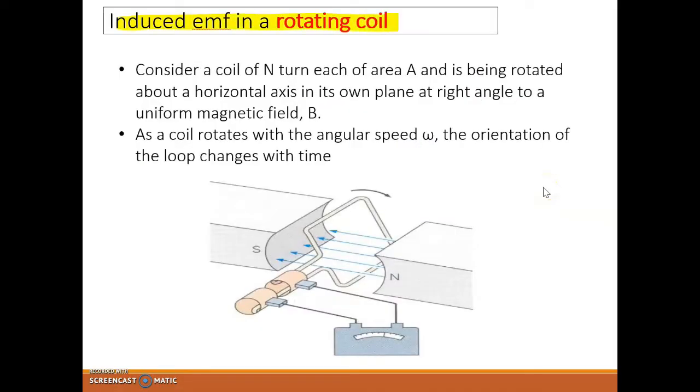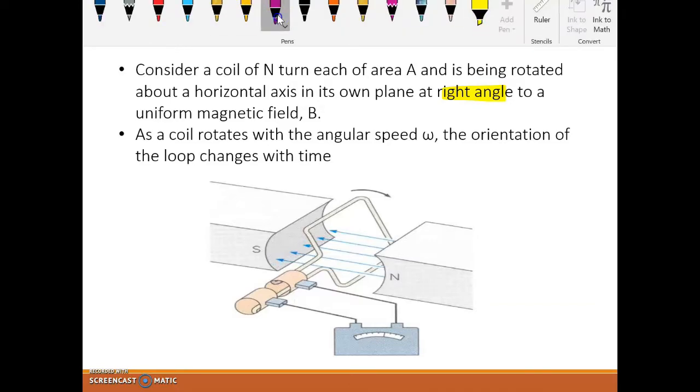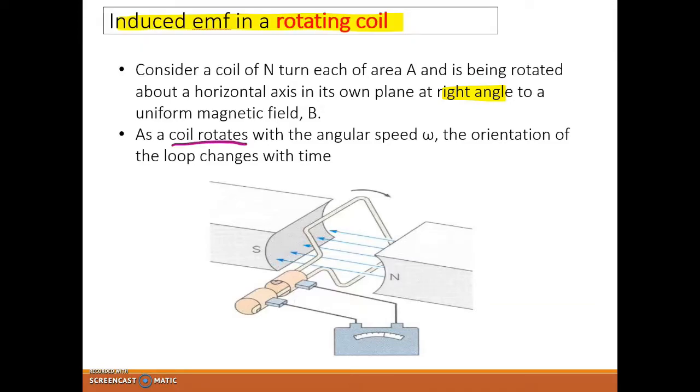Induced EMF in a rotating coil. Consider we have a coil of N turns, each of area A, being rotated on a horizontal axis in its own plane at right angle, perpendicular to the uniform magnetic field. As the coil rotates with angular speed omega, the orientation of the loop changes with time. The orientation here is omega t, or theta.